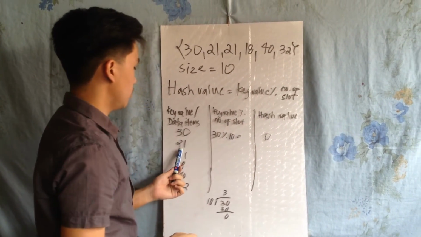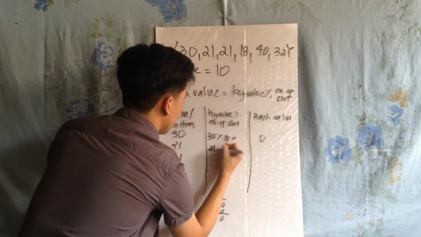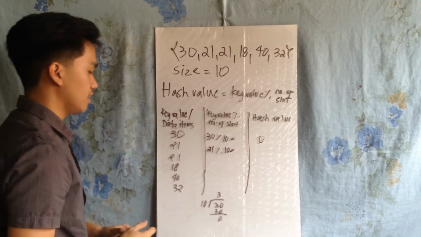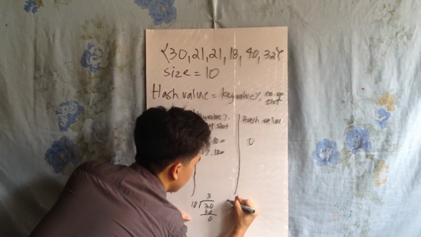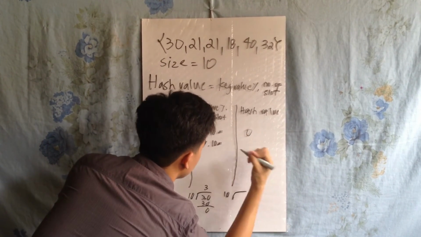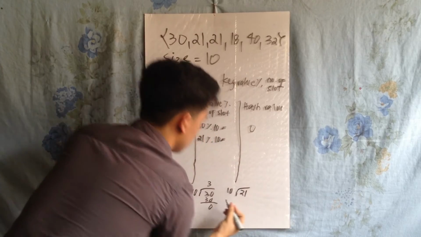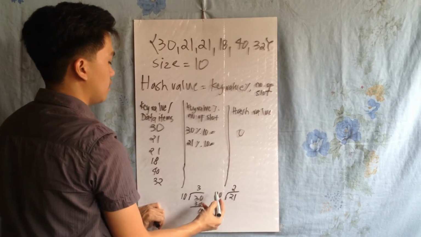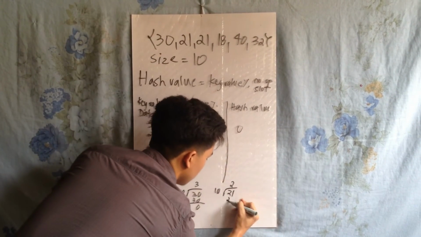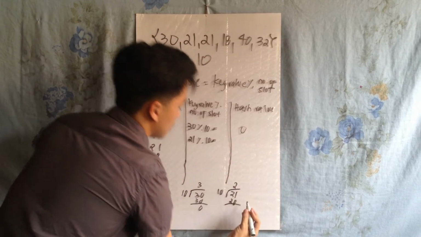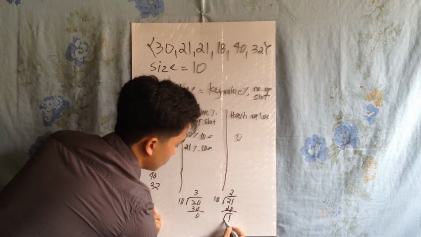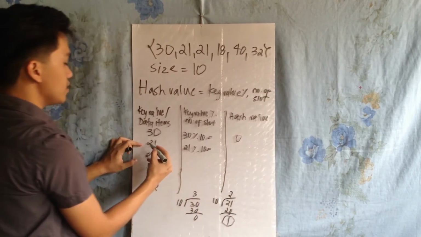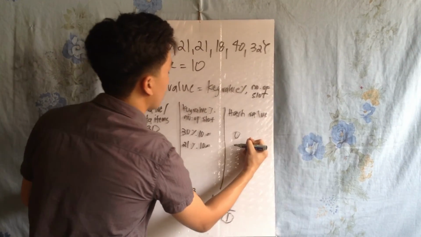Sunod is 21. 21 modulo 10. So, ganun din yung gagawin natin. 10 divided by 21 is 2. So, 2 times 10 is 20. 21 minus 20 is 1. So, kung ano yung magiging remainder, yun yung hash value niya. So, yung key value na 21 ay mapupunta sa hash value na 1.